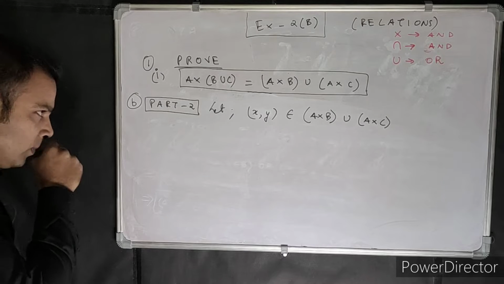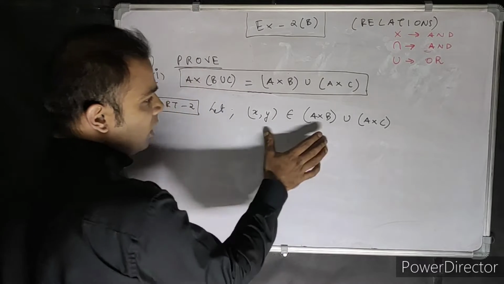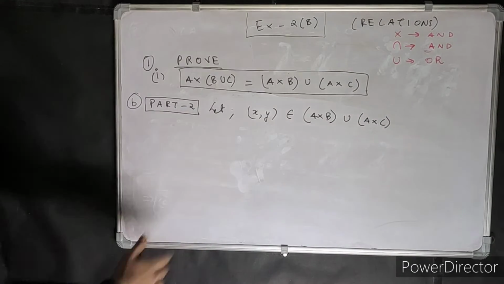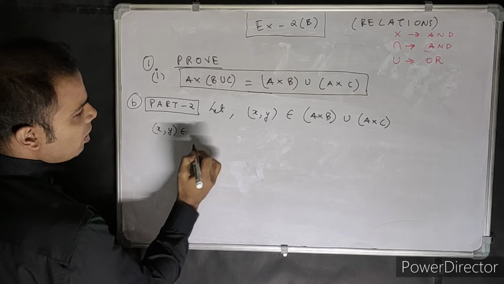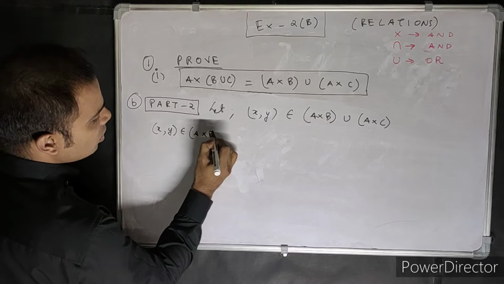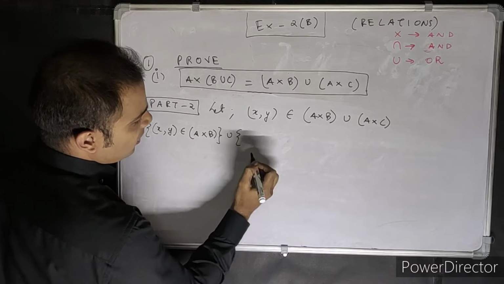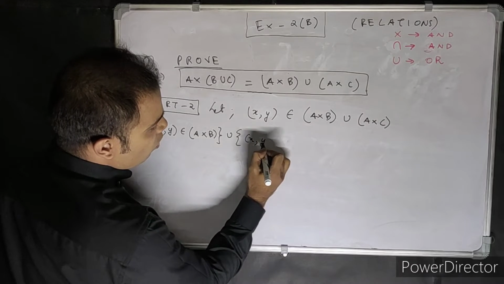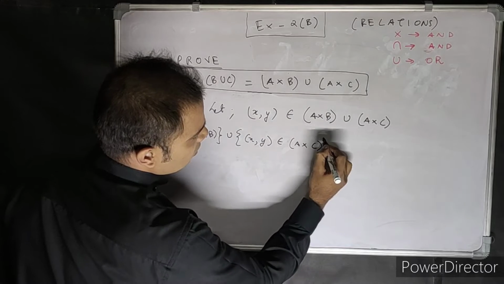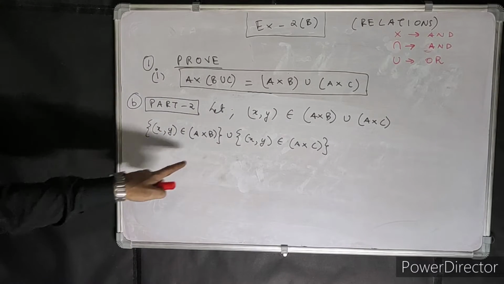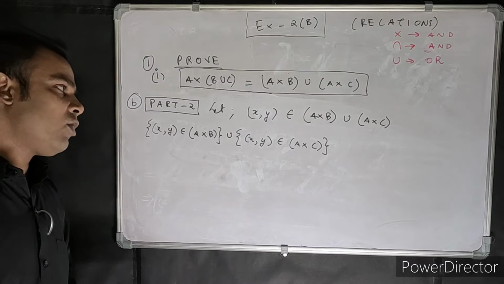Now look at this. We have started from here. Now let us split this part. What can we write? We can write X comma Y belongs to the relation A cross B. Okay. Union. Alright. X comma Y also belongs to the relation A cross C. Okay. X comma Y belongs to the relation A cross B, and X comma Y belongs to the relation A cross C. Now look at this.